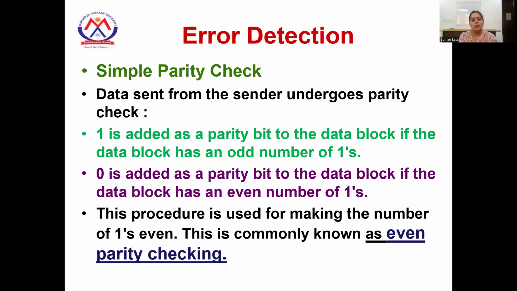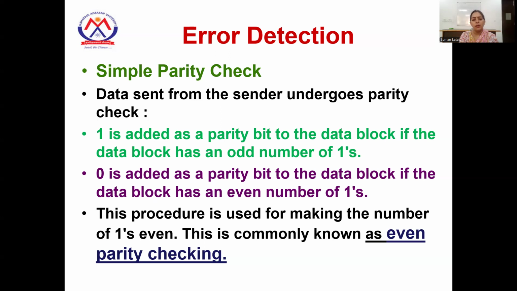The method is simple parity check. Here, data sent from the sender undergoes parity check. One is added as a parity bit to the data block if the data block has an odd number of ones, and 0 is added as a parity bit to the data block if the data block has an even number of ones. Means if we have an odd number of ones, we have to add 1 as parity bit, or if we have an even number of ones, we have to add 0 as parity bit.